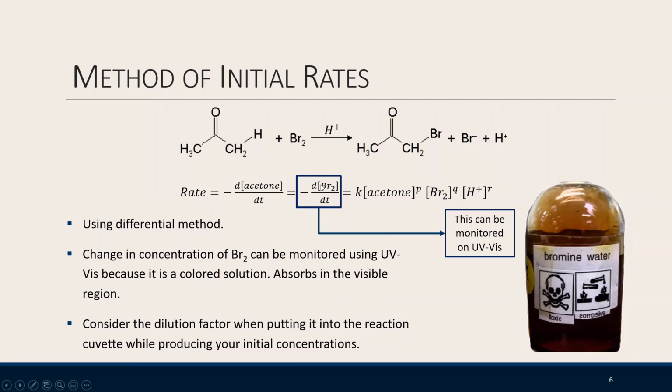Here, because bromine has color, right? It's a brownish color. So this color can be monitored on a UV-Vis spectrometer. And if we monitor the color of the solution over time, then we should be able to relate that to the concentration of bromine. Then we can calculate d[bromine]/dt.